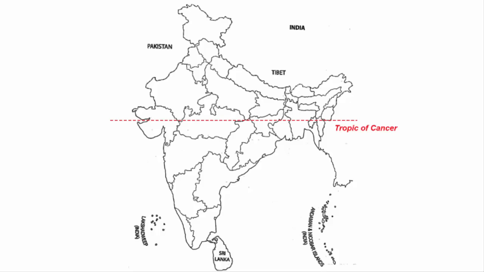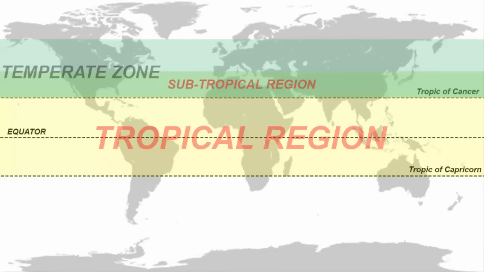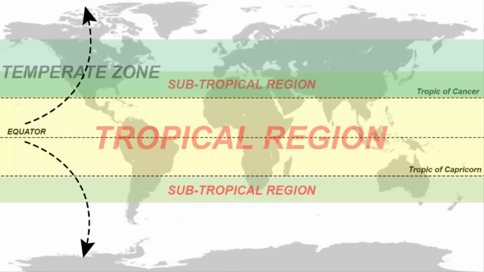The Tropic of Cancer divides India into two equal halves at 23.5 degrees north. The lower half of India lies in the tropical region and the upper half lies in the subtropical region. Although the temperate zone starts right from the Tropic of Cancer, this thin geographic and climatic zone that is located roughly between the Tropic of Cancer and temperate zone, both in the north and south of the equator, is called a subtropical region.